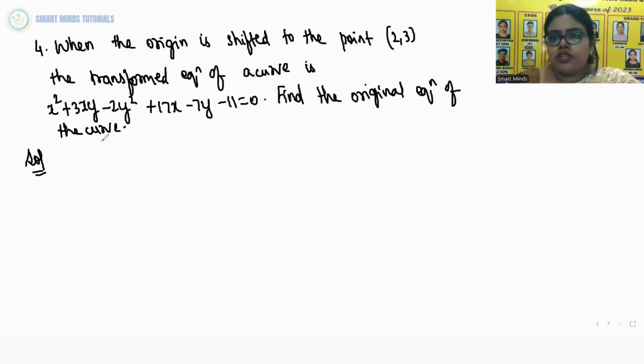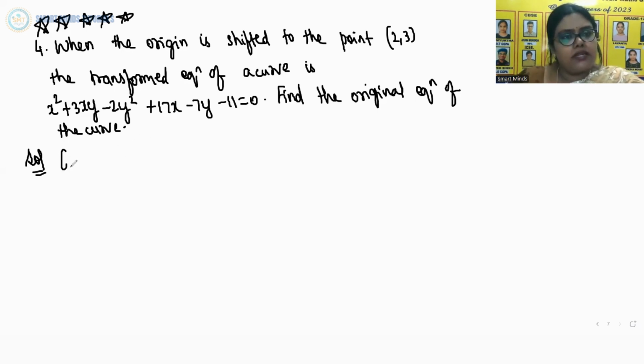Now take this question. This is very, very important. This question appeared many times in boards. So when the origin is shifted to the point (2, 3), the transformed equation of a curve is this equation. We need to find out the original equation. In the last two problems, the original equation was given, we were finding the transformed equation. And now the transformed equation is given, we are finding the original equation.